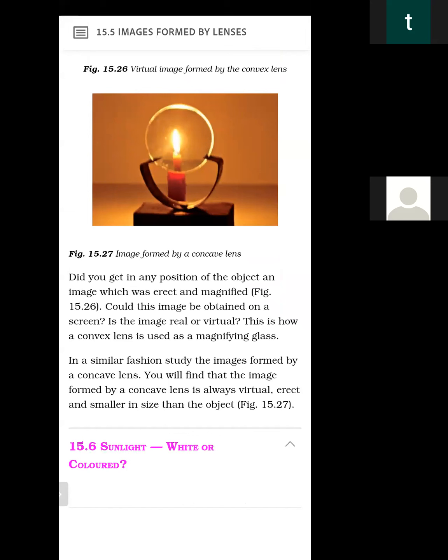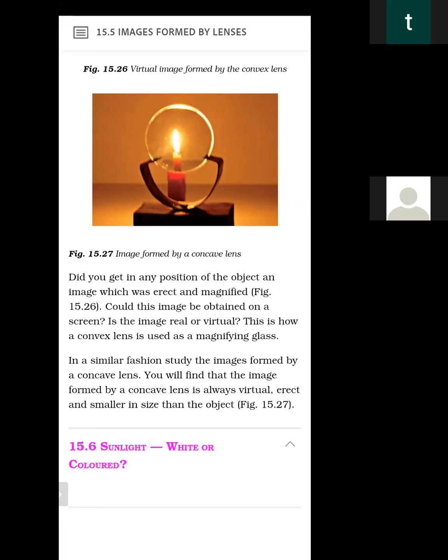In a similar fashion, study the image formed by a concave lens. You will find that the image formed by a concave lens is always virtual, erect, smaller in size. So underline this, students: the image formed by a concave lens is always virtual, erect, smaller in size than the object. Look at figure 15.27. The image is virtual, it is erect, it is smaller in size than the object.